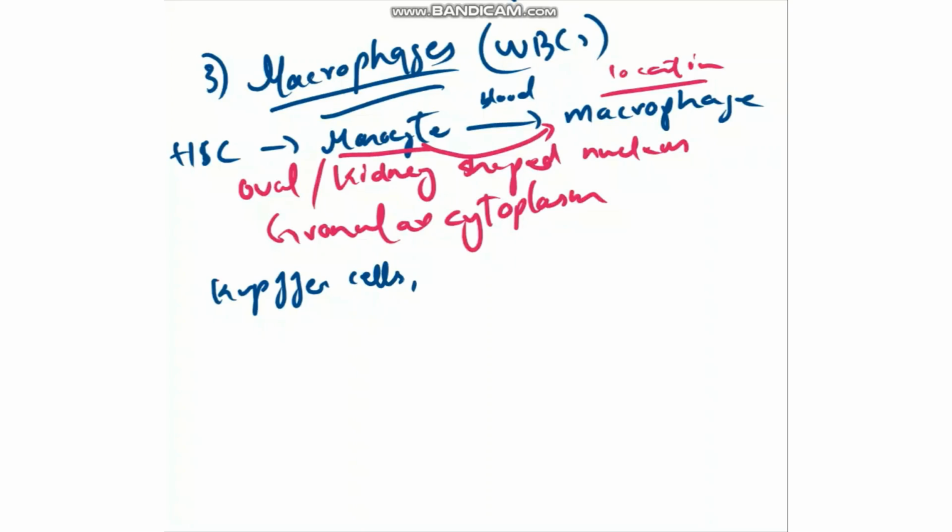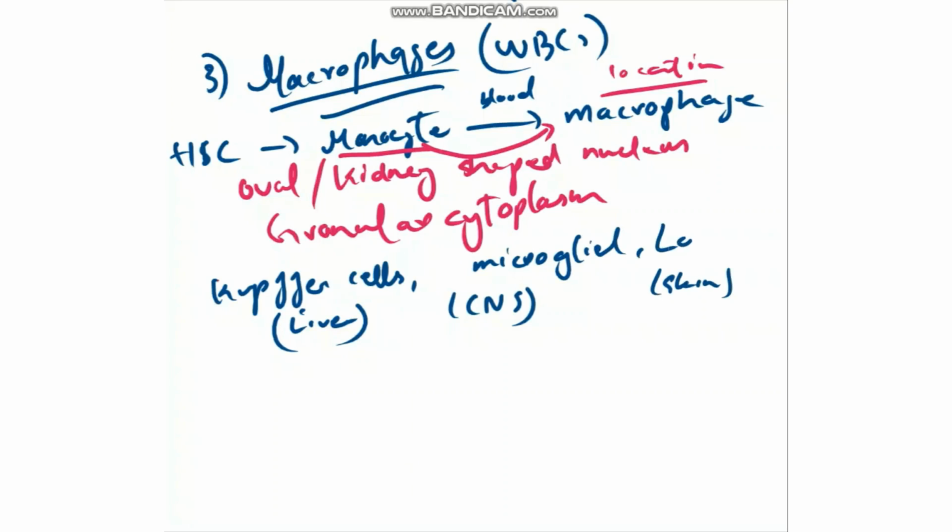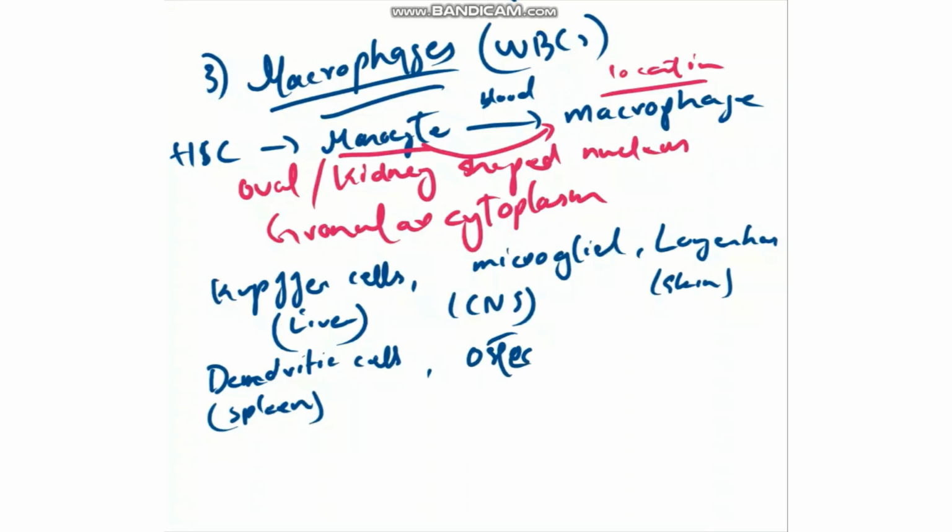Kupffer cells in the liver. In the CNS, central nervous system, they would be called the microglial cells. In the skin, they would be called the Langerhans cells. In the spleen, they would be called the dendritic cells. And that's an N right there, dendritic cells. And in the bone, they're called osteoclasts. Osteoclasts in the bone.